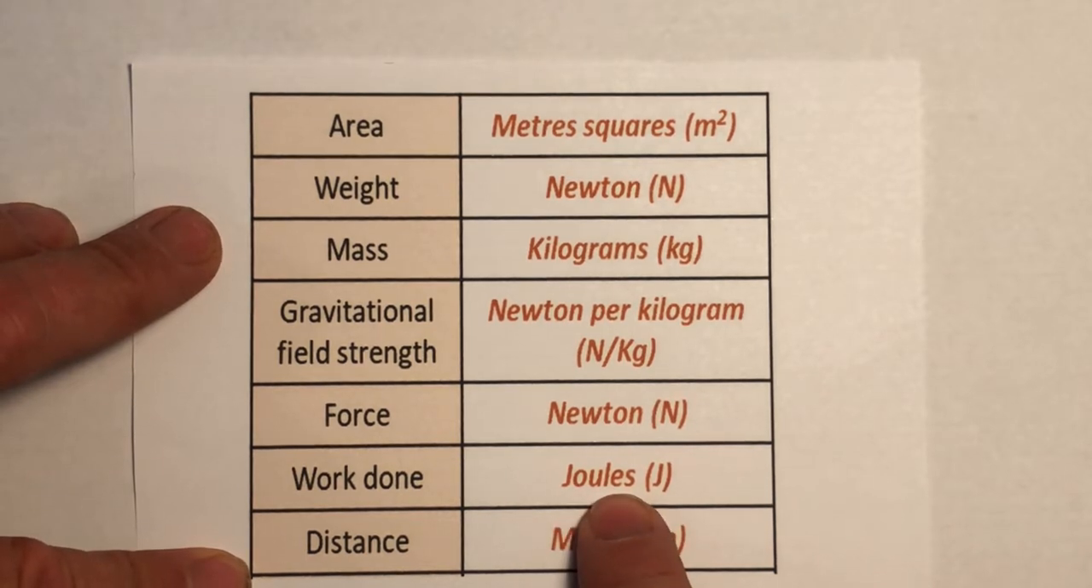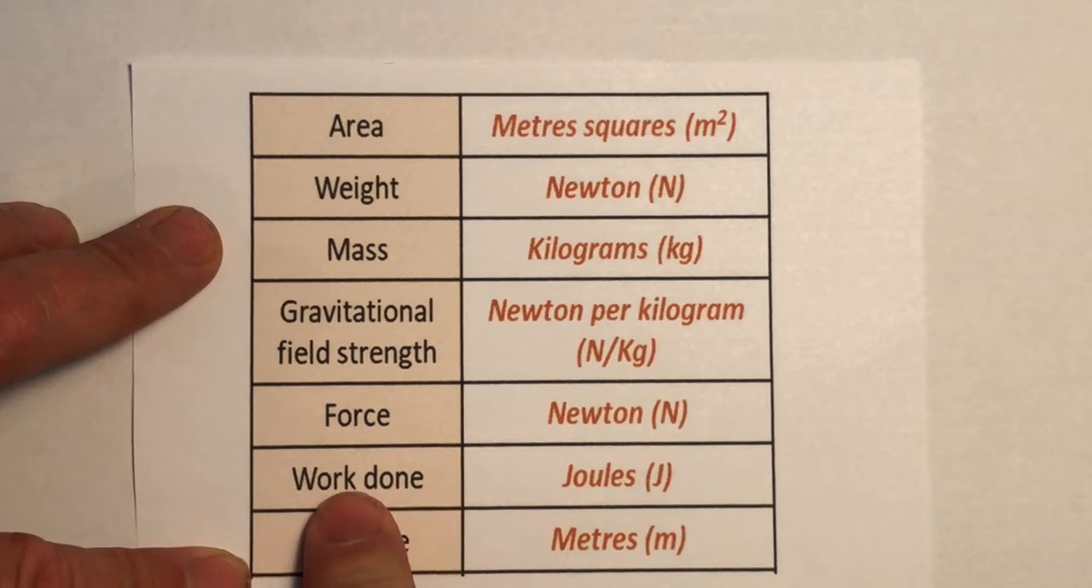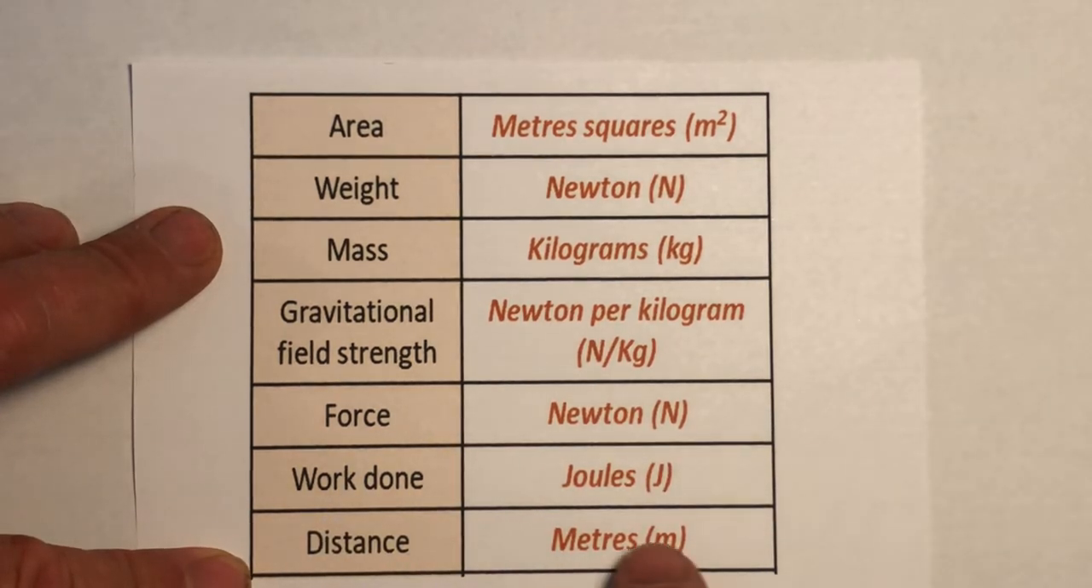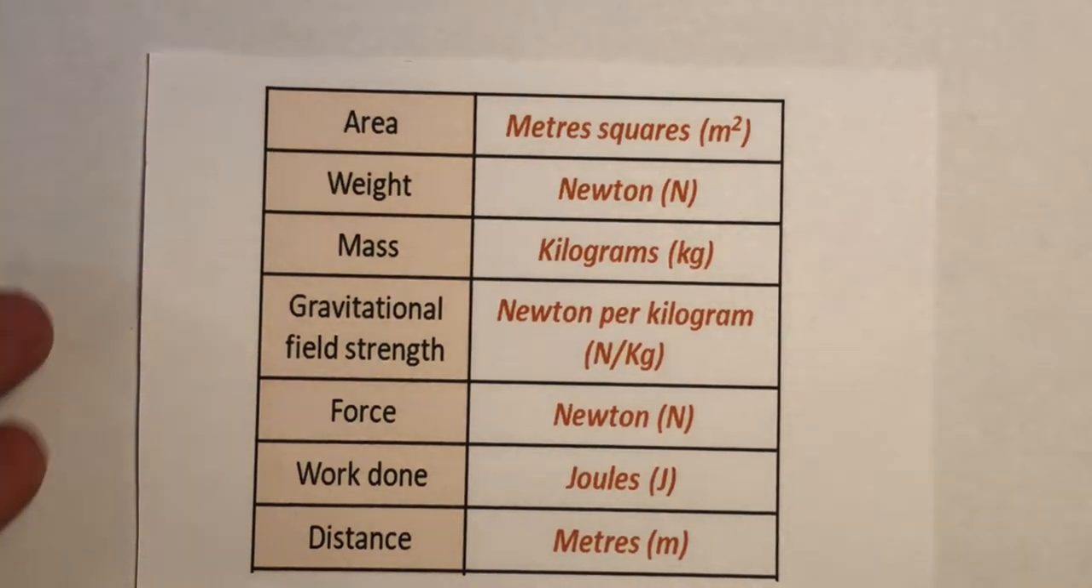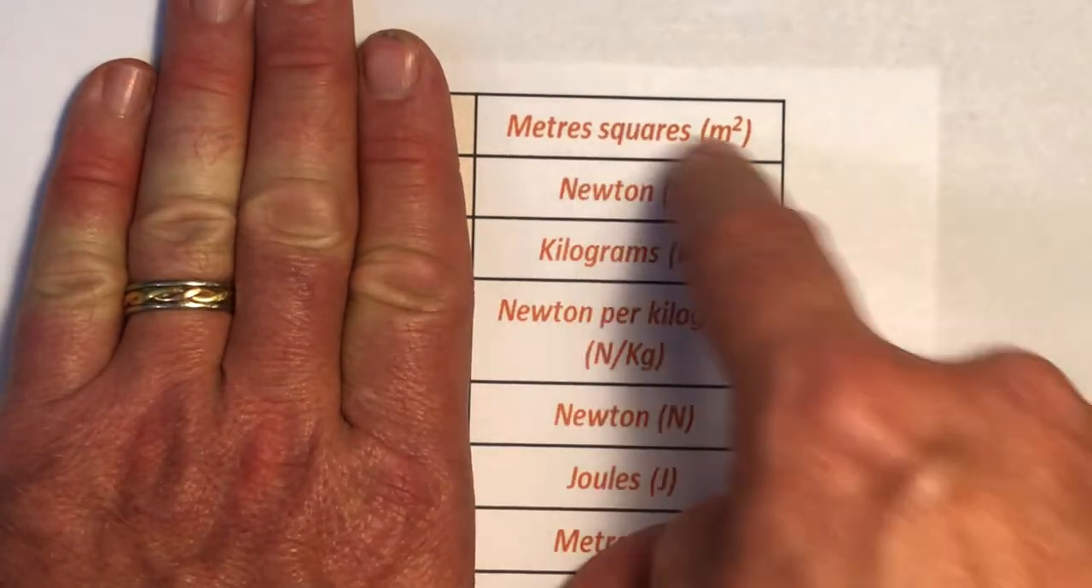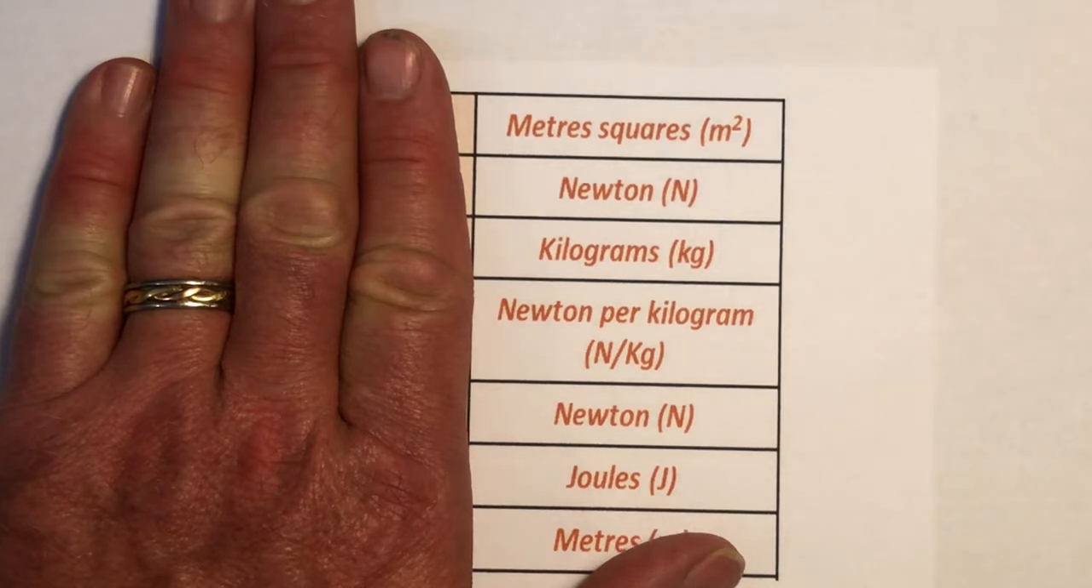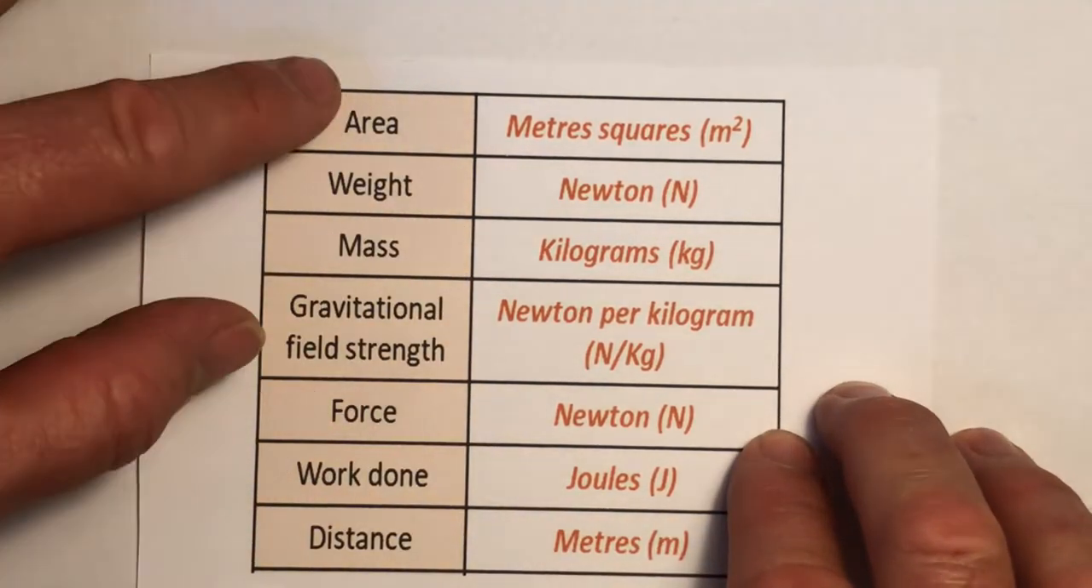Work done is measured in joules. Anything that ever has joules next to it is always to do with energy. So I know that work done is something to do with energy. It's the amount of energy used to make something happen. Again, an easy one. Distance is measured in meters. The vice versa of that should be, if I say to you, something is 7 meters squared, you should be able to say to me, that's area.